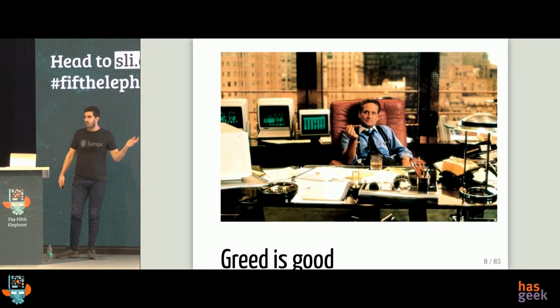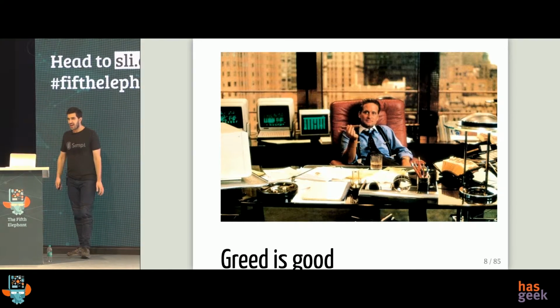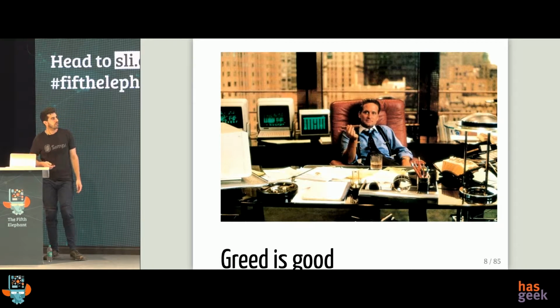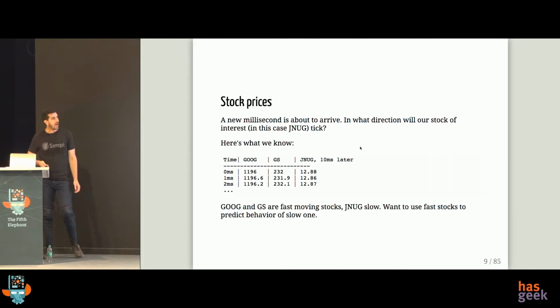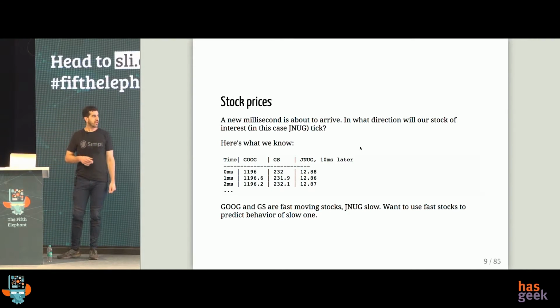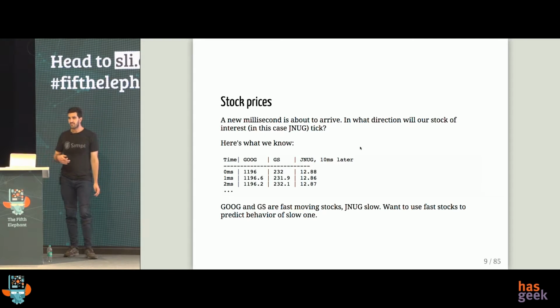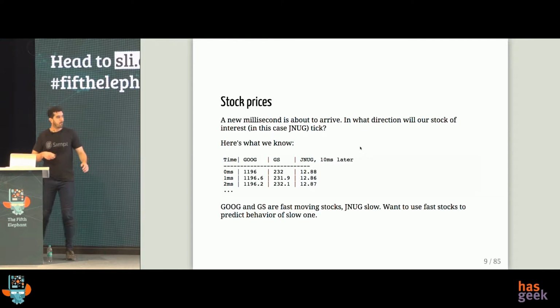Some years back, I was running a model in the stock market. I had a little Python script that ran a couple of times a day. It would submit trades on my behalf. And in that case, I was essentially using the prices of fast-moving stocks, such as Google or Goldman Sachs, to predict much slower-moving stocks, such as JNUG, a little bit later. I wasn't actually trading JNUG. That's just a Wall Street Bets joke.